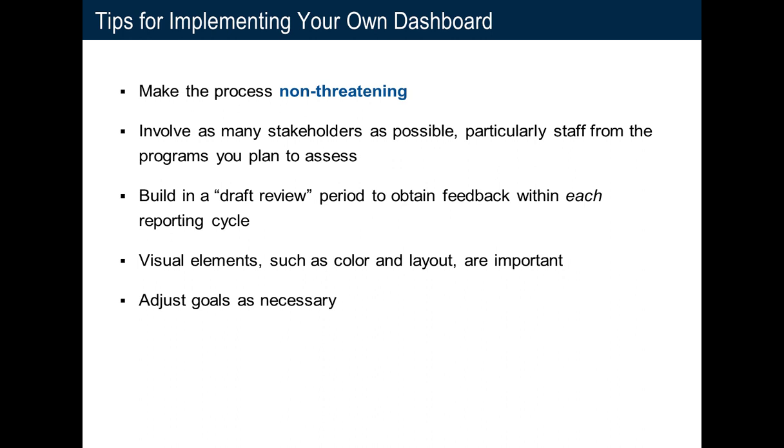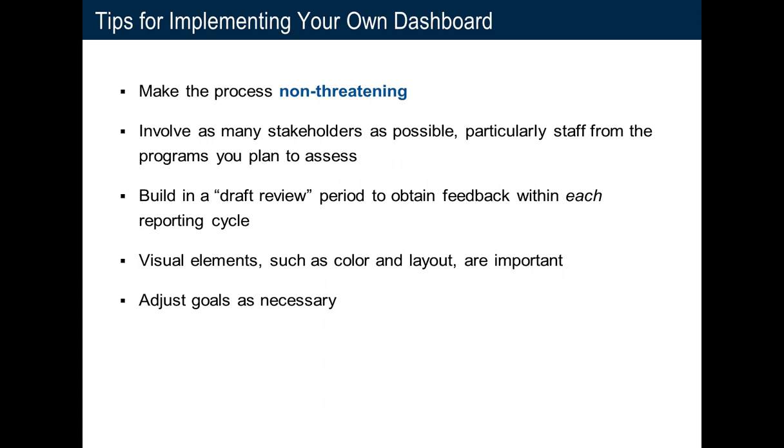We often have data issues where maybe through various technological problems, data may not have gotten in, or perhaps the actual outcome report isn't calculating correctly. So we basically had to just be very open and honest about our process. Involve as many stakeholders as possible, particularly staff from the programs you plan to assess, and include a range of staff: direct line staff, managers, quality people. You want as much feedback as possible.